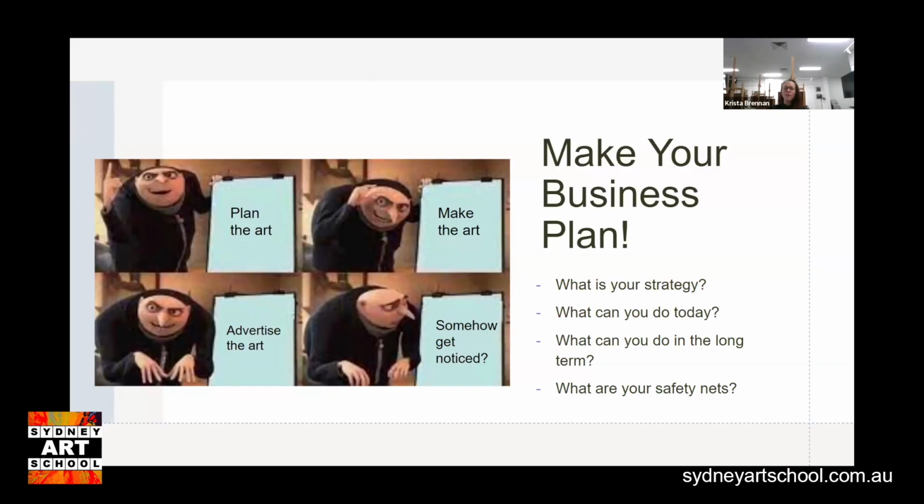But sometimes it is worth writing things down, making lists, making a bit of a plan, and thinking about these questions. So what is your personal strategy? What are your goals? What are you aiming to do? And then what can you do today? What's a first step that you can take right now that will start you on that plan? What can you do in the long term? So what are your long-term goals, or what are the points along the process that are going to be your markers for the next step or a level of success?